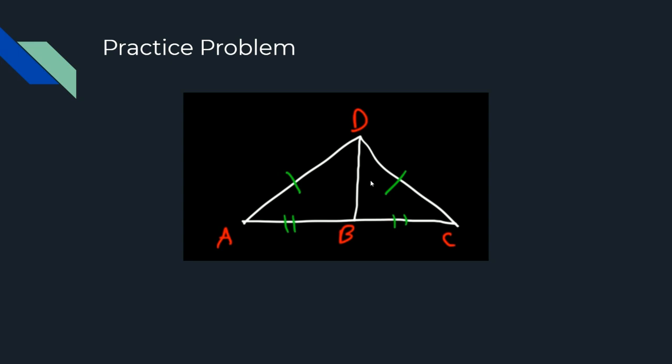So which rule is this? Is this angle, angle, side? Is this side, angle, side? No, this is side, side, side. So written out, triangle ABD is congruent to triangle CBD because of side, side, side.